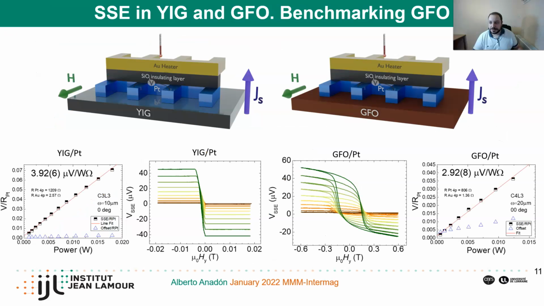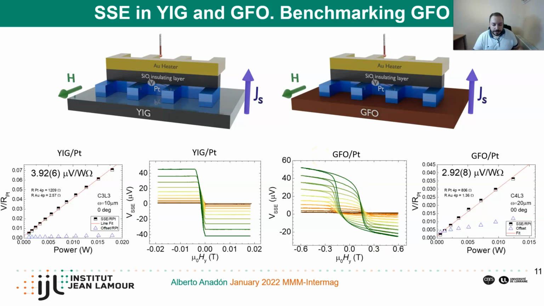So now we can benchmark our GFO by comparing it to YIG. We can observe here that we have a system with a comparable thermospin voltage when we compare with YIG. But you can also observe here that there is a small shift in the hysteresis loop as a function of the applied heater power, and we can argue that this might be induced by pyroelectricity, but this is still ongoing work, so we are not completely sure about this.